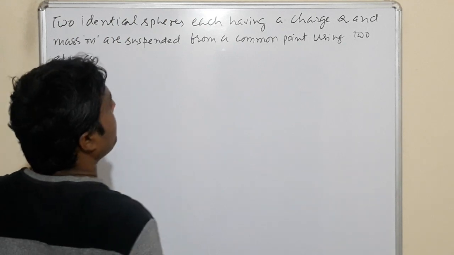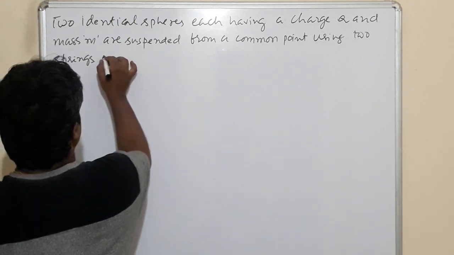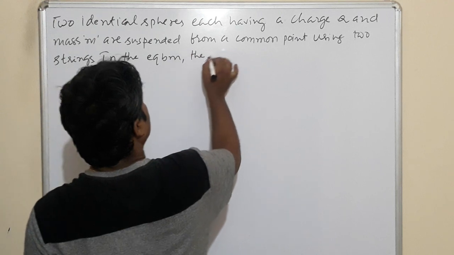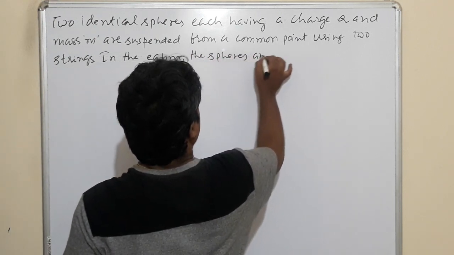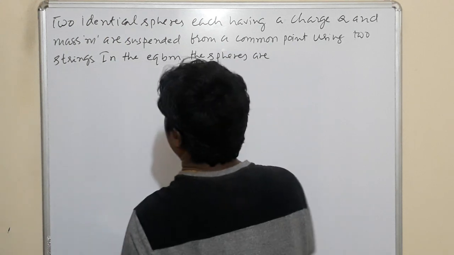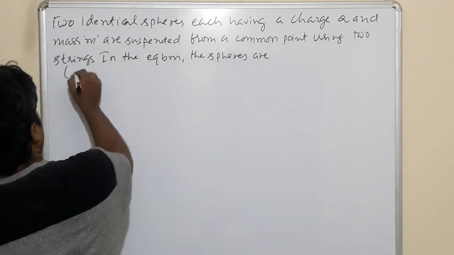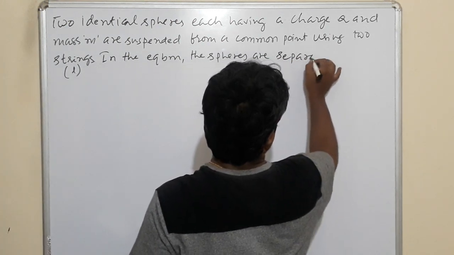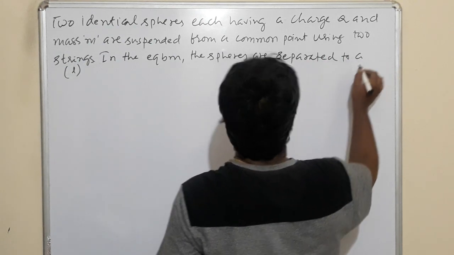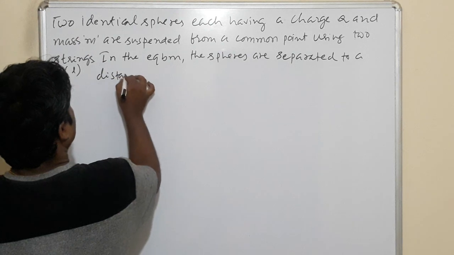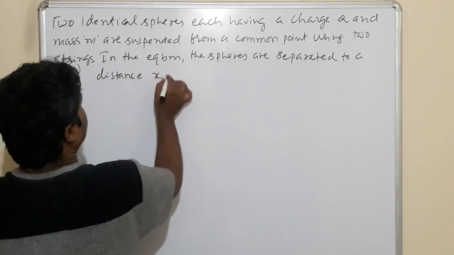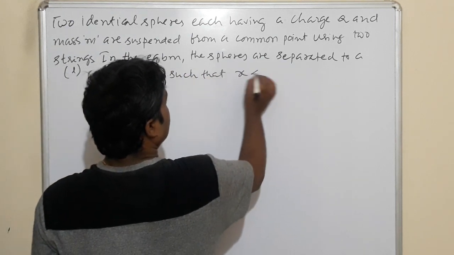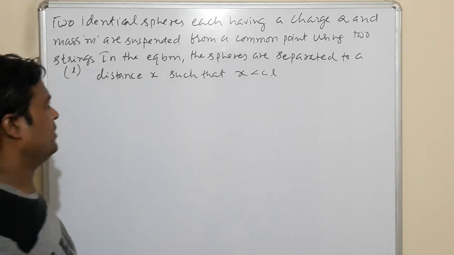Okay. In the equilibrium, the two strings, I can say of length L also, the spheres are separated to a distance x such that x is very less compared to L.